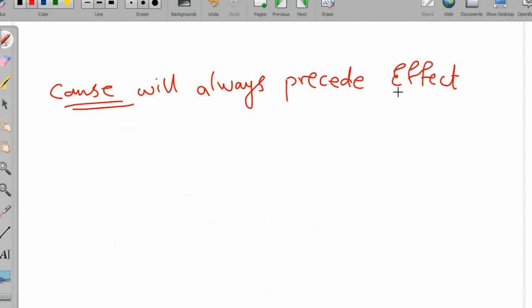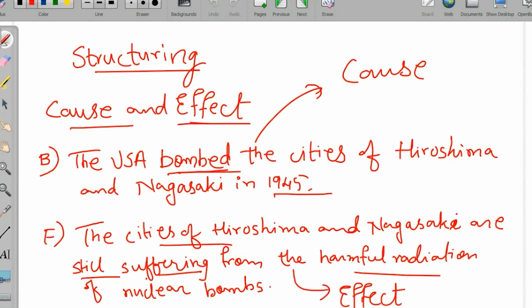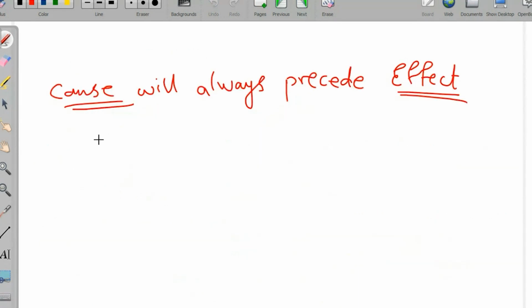Cause will always precede effect. ये याद रखना, cause वाला statement हमेशा effect से पहले आएगा. जैसे हमने ये पिछले वाले example में देखा कि पहले तो bombing किया, USA ने पहले bombing किया Hiroshima और Nagasaki पे, that is the cause, और उसकी वजह से आज भी suffering वहां पर हो रहा है of the harmful radiation. तो effect और cause में क्या होता है कि पहले cause आता है फिर effect आता है. ठीक है. Another way of looking at this is result and reasoning.